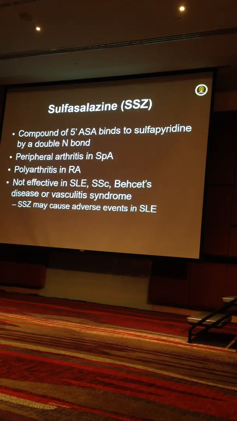I won't talk about anti-malarial drugs, and I will describe some of the sulfasalazine. Sulfasalazine is a compound with two molecules attached together with a double bond, and it works with spondyloarthritis and rheumatoid arthritis. It's claimed that sulfasalazine may help reduce the recurrence rate of uveitis in some spondyloarthritis patients. But it's not effective in lupus, in systemic sclerosis, or in Behçet's or vasculitis syndrome. And in lupus, it may cause adverse skin effects in these patients.